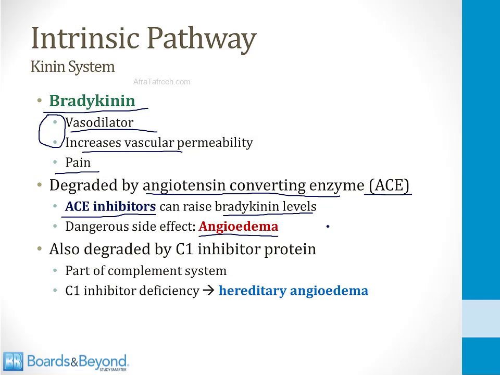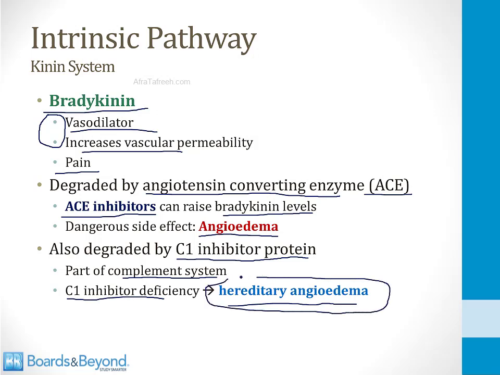The other clinical tie-in to bradykinin has to do with hereditary angioedema. Bradykinin is also degraded by the C1 inhibitor protein. This is part of the complement system, and if you are born with a deficiency of the C1 inhibitor, you can develop high bradykinin levels, which will lead to episodes of swelling. This is called hereditary angioedema, and I talk about it in more detail in the immunology modules. But for our purposes here, I just want to point out the two clinical scenarios where bradykinin is relevant. That has to do with ACE inhibitors and hereditary angioedema.